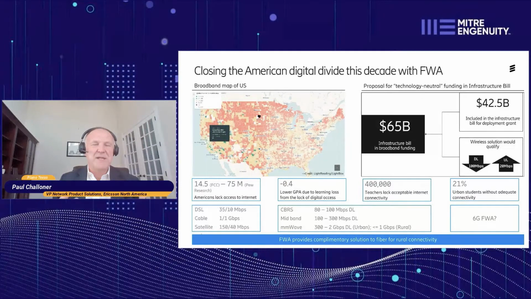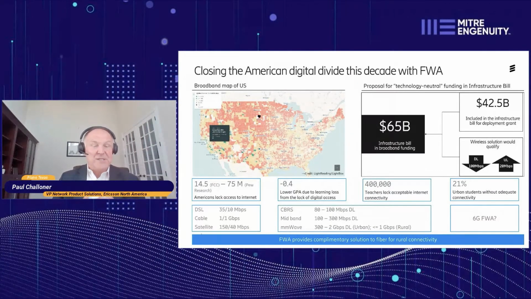So what's the big deal? Okay, if I don't have great connectivity as a student, what does that mean? Well, it can impact your grade point average by up to 0.4. That's a big deal if you're trying to get into college. And this isn't just a rural experience, this is also an urban thing. And so 20% or 21% of the urban population also has challenges in terms of connectivity.